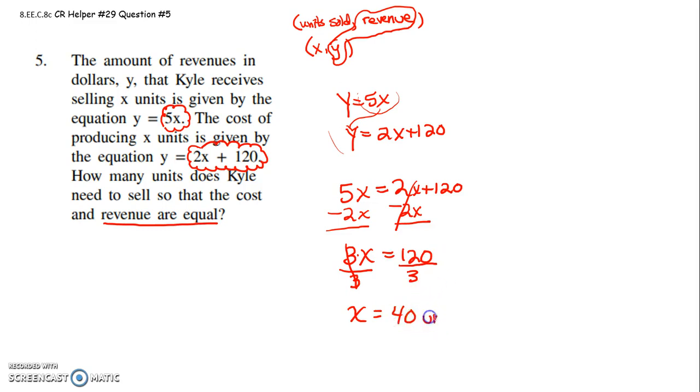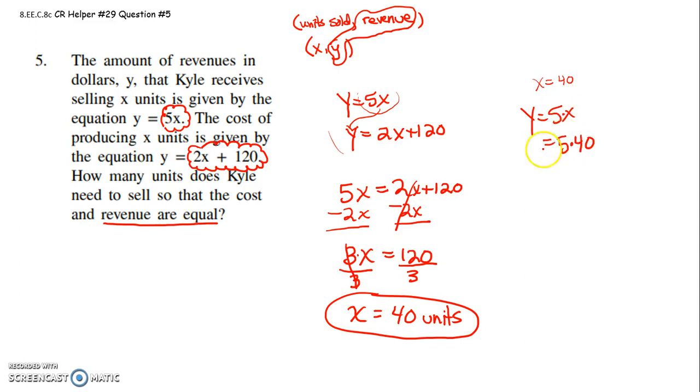So when we sell 40 units, the revenue will equal the cost. So let's just check that. So your answer is 40 units, but I just want to prove to you. Y equals 5X. If I substitute X is 40, 5 times 40 is 200. So that means if they sell 40 units, they'll bring in $200.